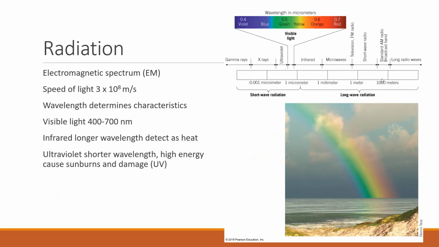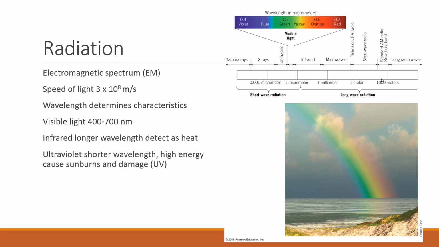So again, radiation is the electromagnetic spectrum. The speed of light is 3 × 10⁸ meters per second. The individual colors of light have different wavelengths. They're traveling at that same speed, but their wavelengths will basically determine what their color is. So the wavelength is how close together the waves appear. So visible light is between 400 and 700 nanometers for its wavelengths.